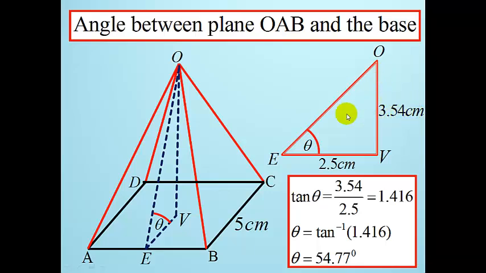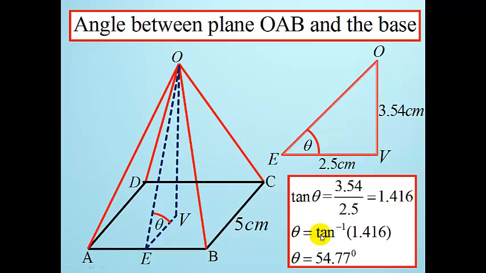So, how do we find the angle theta? When we consider the triangle OEV, we are given two sides. Considering the angle theta, 3.54 is opposite to the angle theta, so we are given the opposite side. And 2.5 is adjacent to the angle theta, so we also know the adjacent. So we use the ratio opposite over adjacent, that is tan theta. So tan theta is equal to opposite, that is 3.54, divided by adjacent, that is 2.5. And the answer is 1.416.